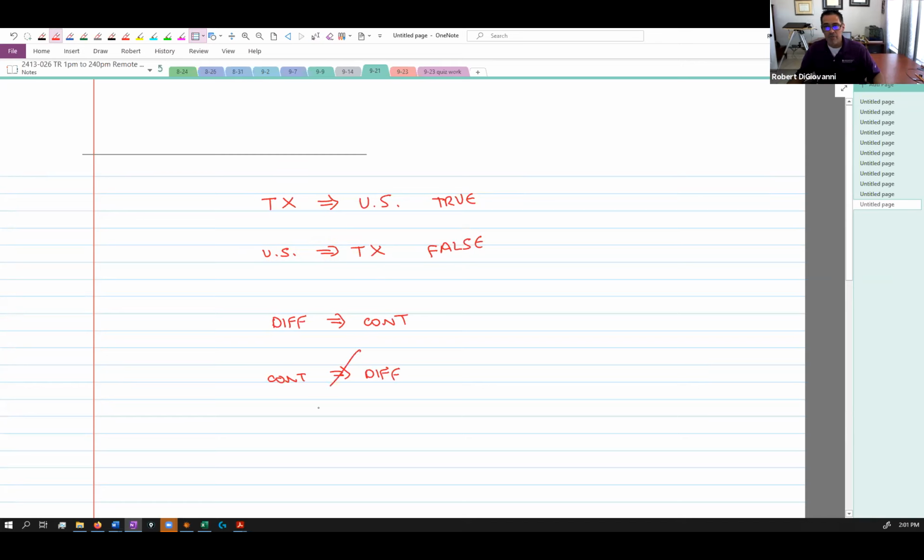This is not true. And the perfect example of that is the absolute value function again. Can you draw this without picking up your pencil? Totally. But does that mean you're differentiable? No. In fact, there's a point right here where I'm not differentiable. But if I tell you you're differentiable, then you have to be continuous.